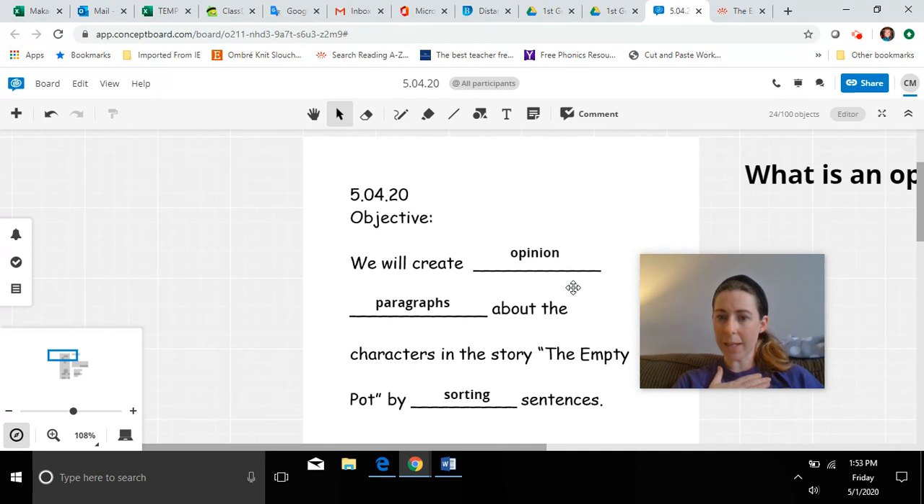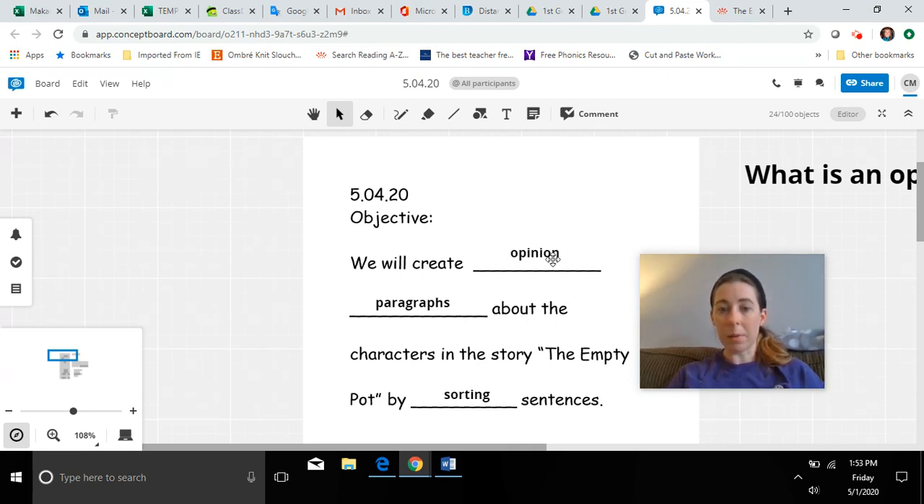Can you say that word again? Say opinion. Opinion means something that you think or believe. My opinion is my own, and it might be different from everybody else's, and that's okay. We all can have different opinions.